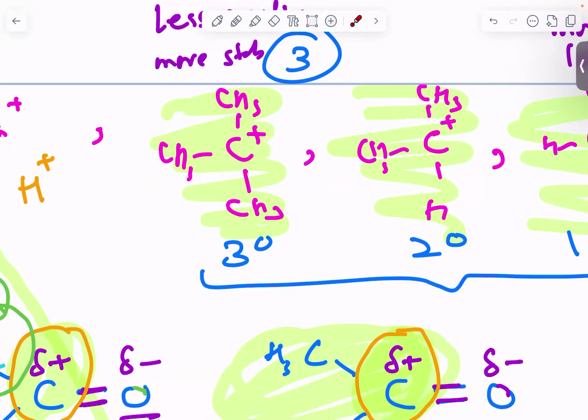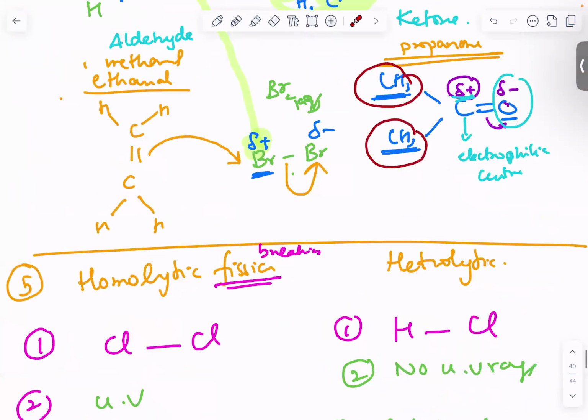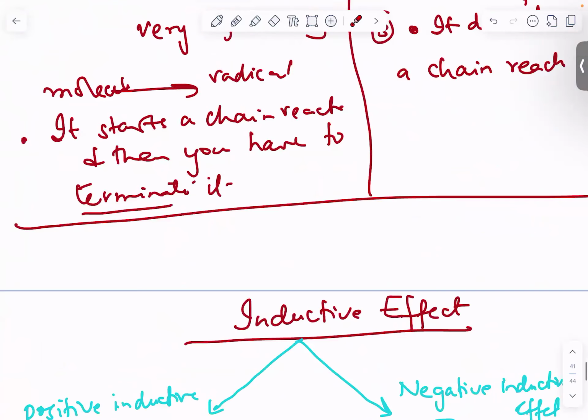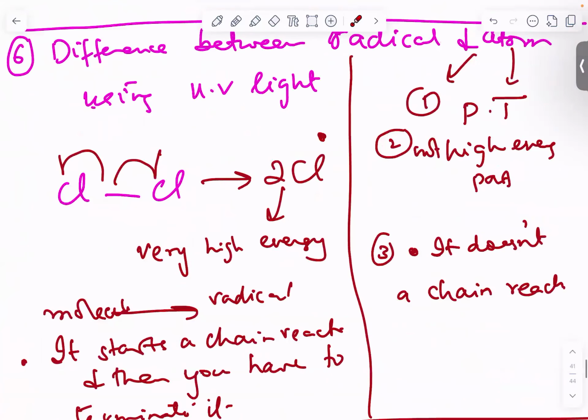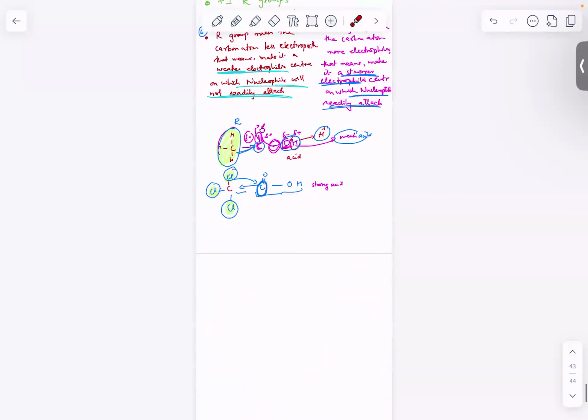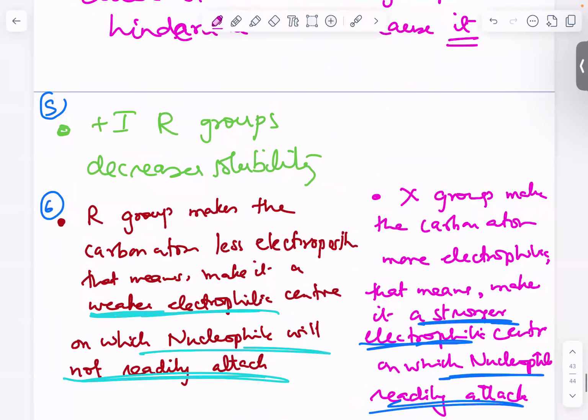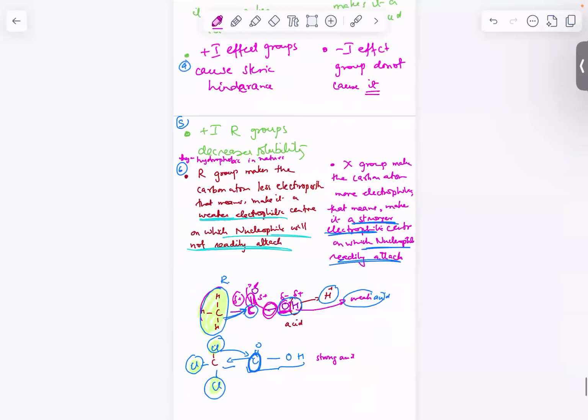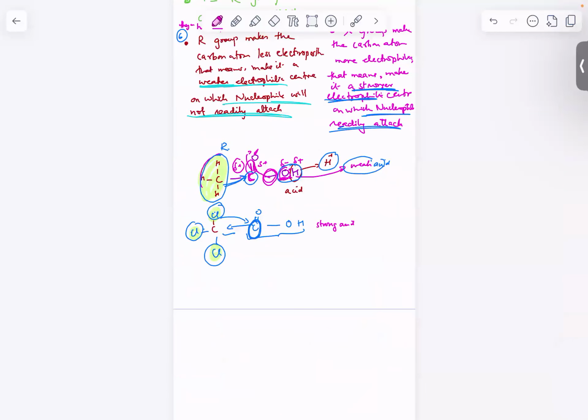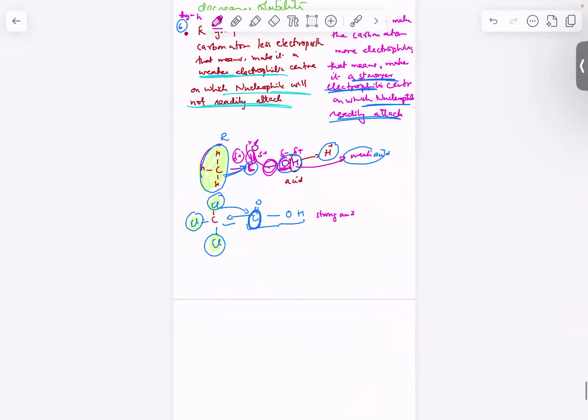All right. And the last point is about solubility. Always keep this thing in mind. I will add it somewhere. Where is it? R group decreases solubility. That means R groups are hydrophobic in nature. They are hydrophobic in nature. That means water hating. Phobia means water hating, right? So in this way you can learn it. Phobia means you hate something, right? So hydrophobic means hate of water, hating water, right?